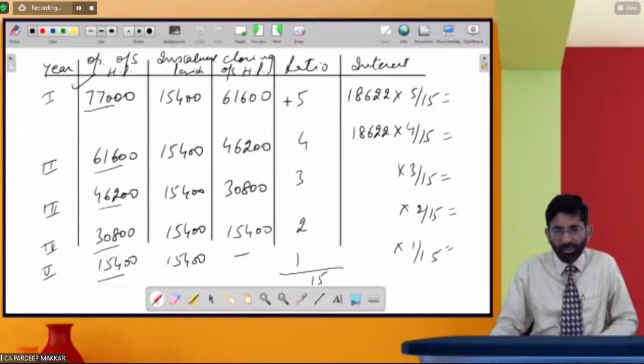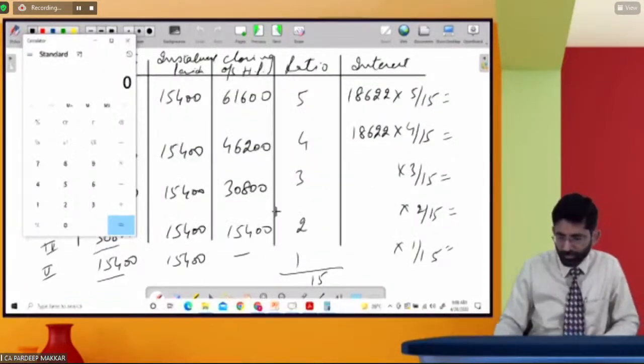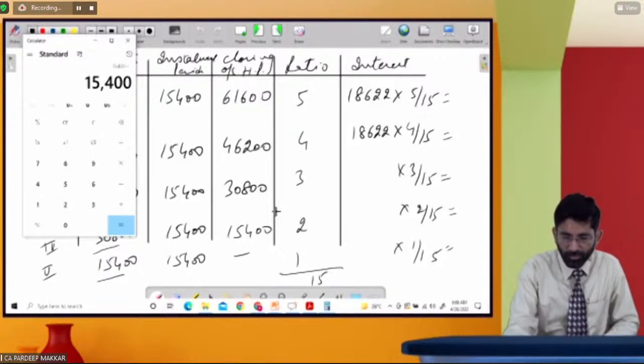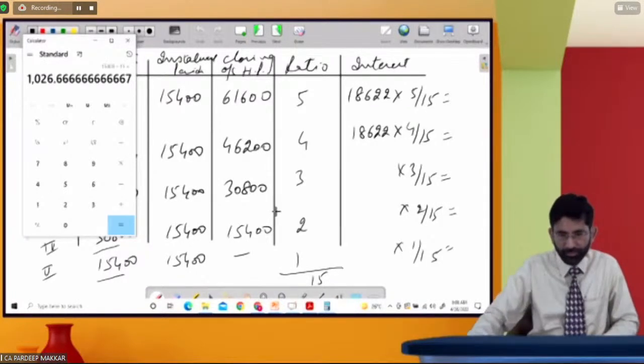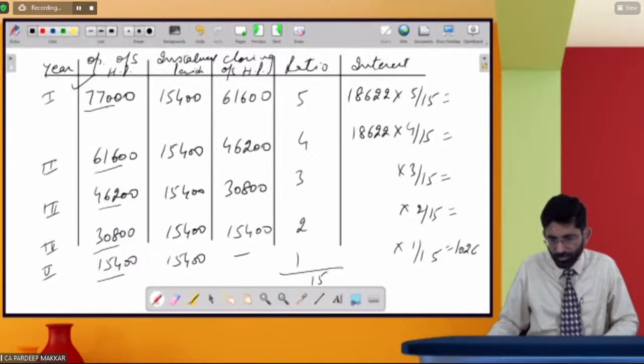Just tell me how much is the interest in this case. It is 15,400. One zero two six. 1026. It is 1 by 15. We have done it.